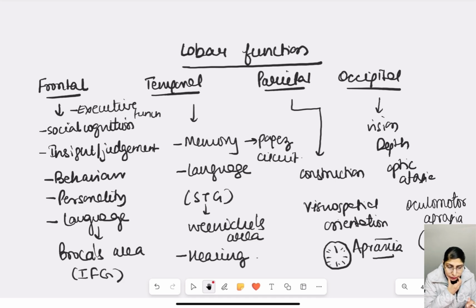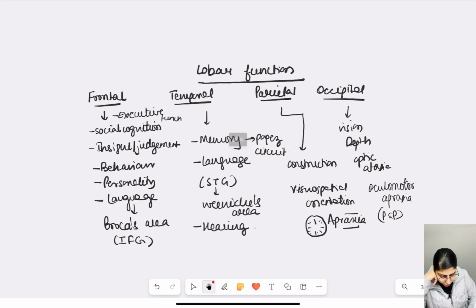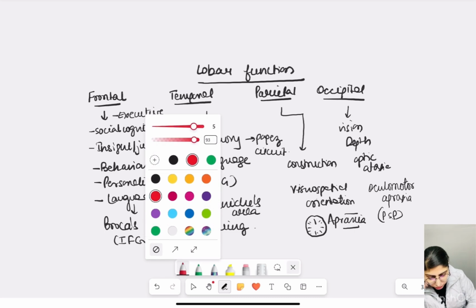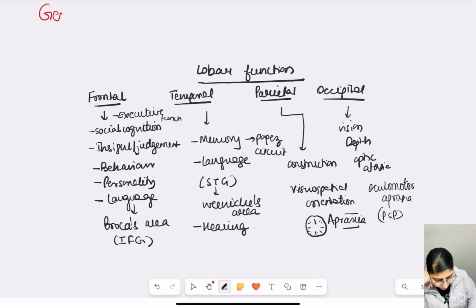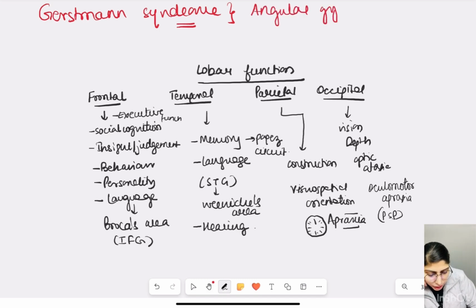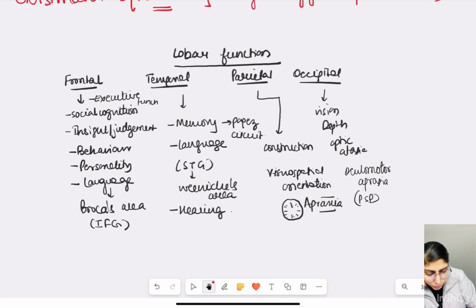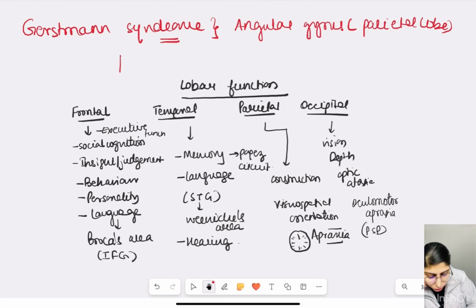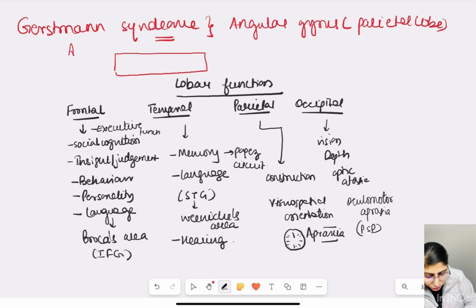And as far as certain other important questions go, there is something known as Gerstmann syndrome. I think you all must have heard about it. Gerstmann syndrome happens because of angular gyrus involvement. The angular gyrus is a part of our parietal lobe. And what are the features of Gerstmann syndrome? There are 4 features. I'll draw a rectangle and tell you there are 4 features.